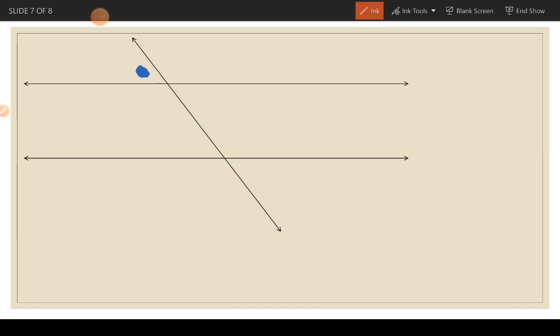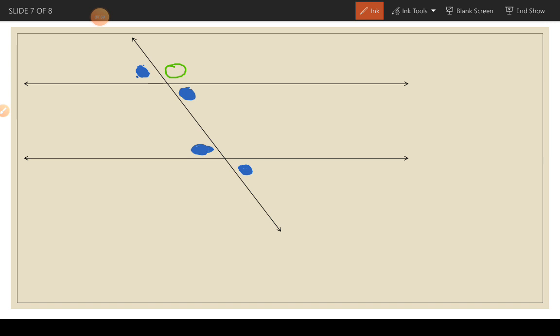So I know this angle is going to be congruent to this angle. Now, why are these two congruent? Because they're vertical angles, okay? They're opposites of each other on that X. I know this angle is going to be congruent to this angle because they are corresponding. They're in the same position. And I know this angle is going to be congruent to this angle because, again, there's vertical angles, there's corresponding angles. All of these angles in the blue are going to be the same measure.